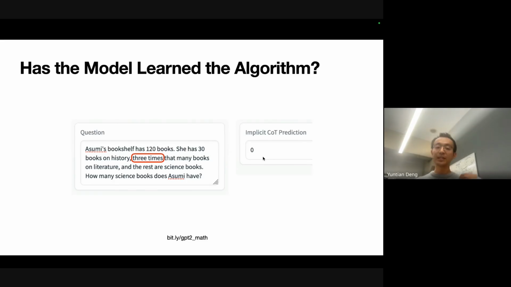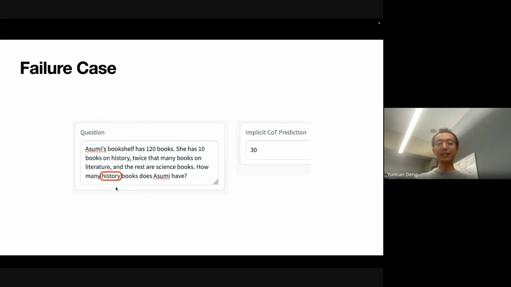But still, it's actually pretty brittle. One easy way of making the model fail is, say, if we change this science into history, how many history books does Asumi have? Actually, this is a trick question, because we already give the answer basically in the second sentence. She has 10 books on history, but still the model, I think, is trying to do some calculation internally, but it doesn't make any sense here for this failure case example.